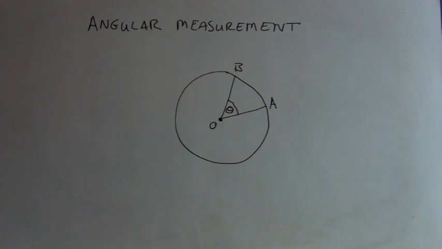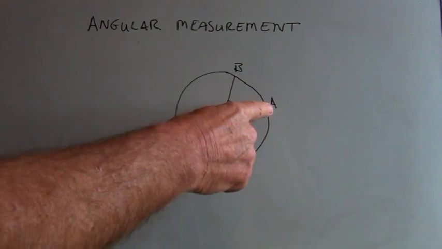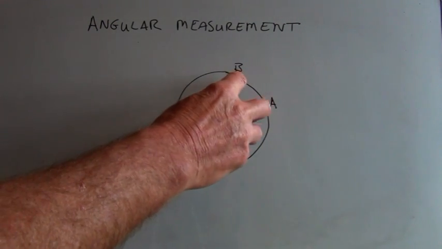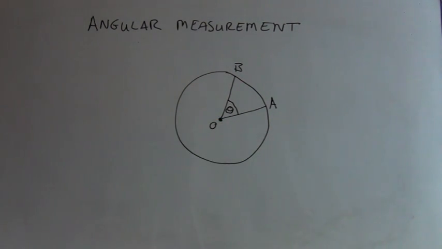Okay, so angles in engineering may be measured in radians or degrees. Now the part of the circumference between A and B on our sketch here is called the arc AB. Now joining A and B to the origin, which is the centre of the circle, produces the angle theta, and this angle is called the angle subtended by the arc AB.